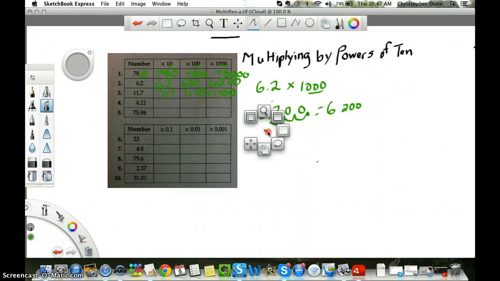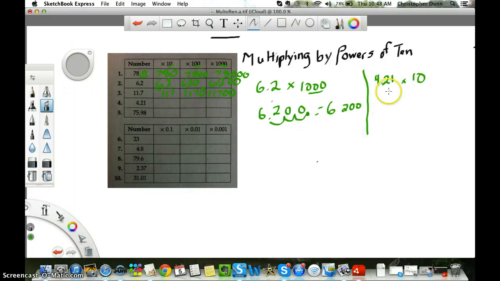4.21 times 10. 4.21 times 10, and so that decimal point would go one place here, so that is 42.1. And one more place to the right, and so on. So that's the general idea here.